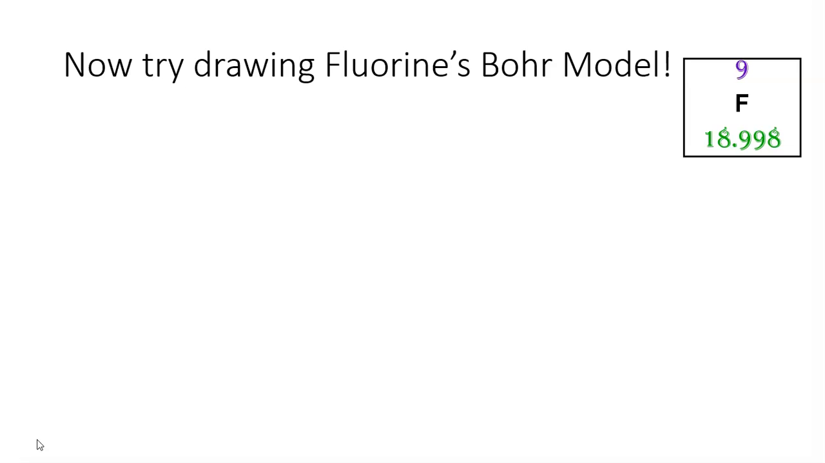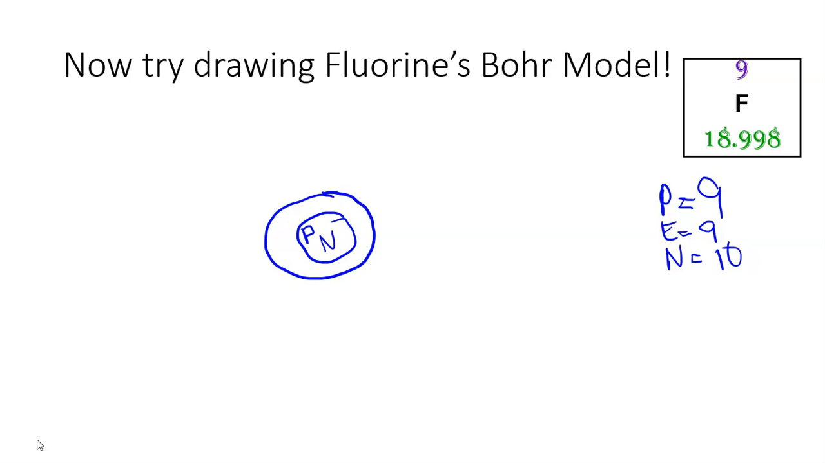Alright, so let's practice drawing fluorine. So fluorine has, you got your protons, you have 9. For electrons, that means you also have 9. And your neutrons, you have 10. So you're going to start off with your nucleus, with your protons and your neutrons. And you're going to have your first energy level go around. And remember, we have 2 in our first energy level. So 9 minus 2, 7.